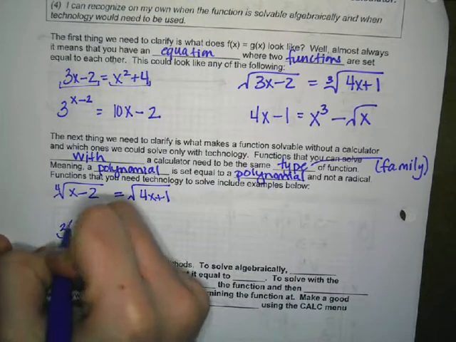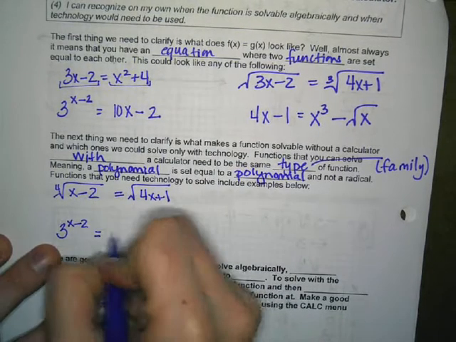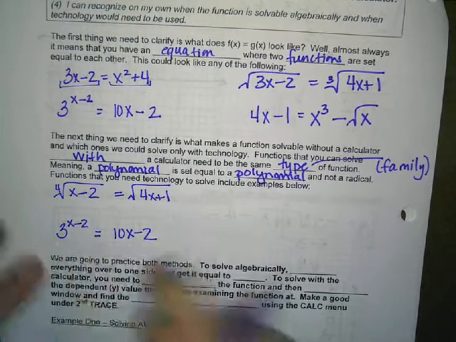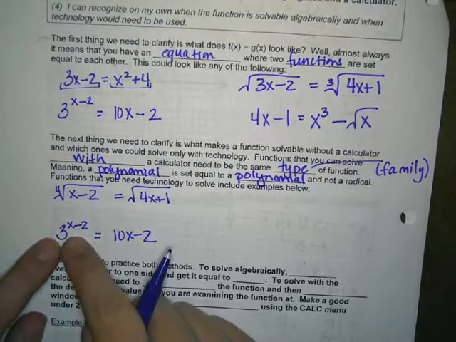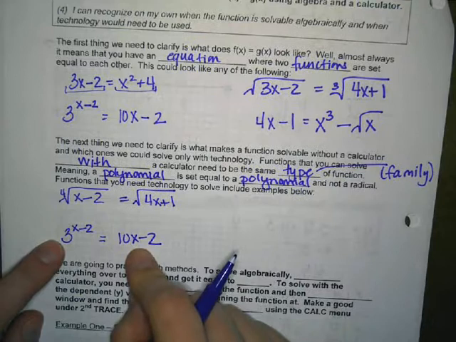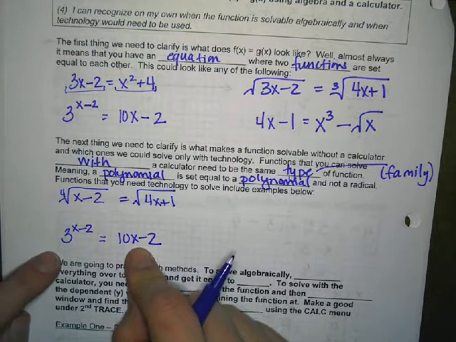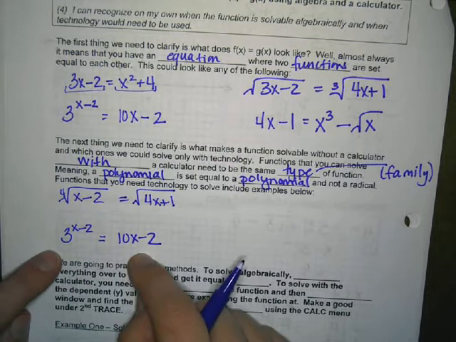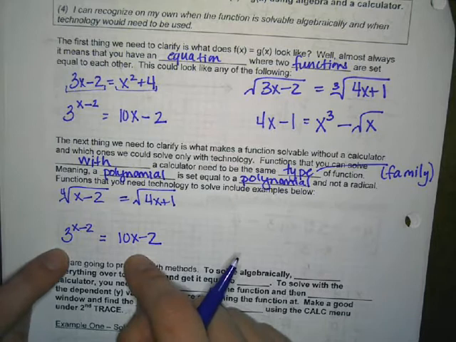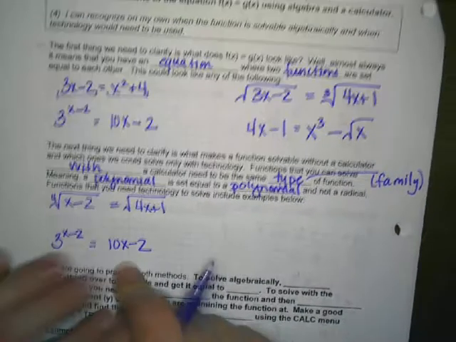One we had above, 3 to the x minus 2 equals 10x minus 2. This is an exponential, which is a different family than polynomials. Polynomials are like linears, quadratics, cubics, quartics. So two separate families of functions. We would have to use technology to solve that one.